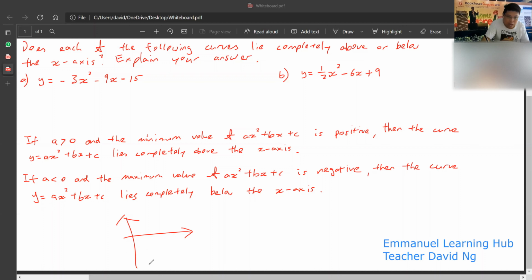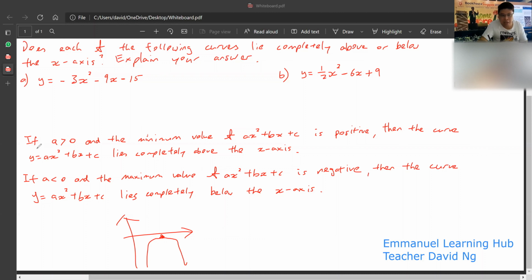Okay, less than 0, N shape. Less than 0 confirm is N shape. Maximum value is negative. Then the curve lies completely below the x-axis. Okay, understand now? Yeah. Okay, these are concepts.